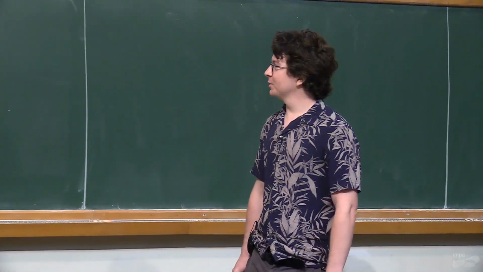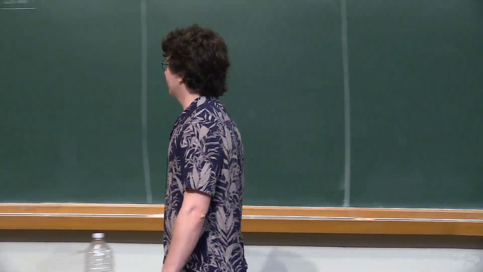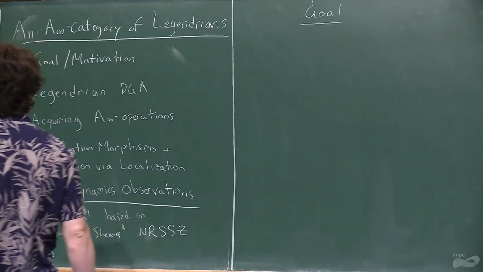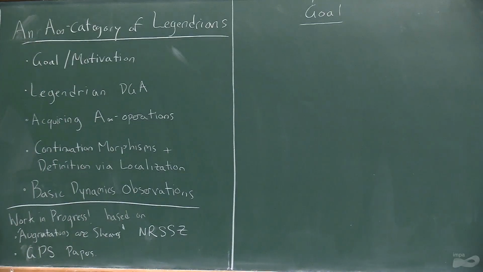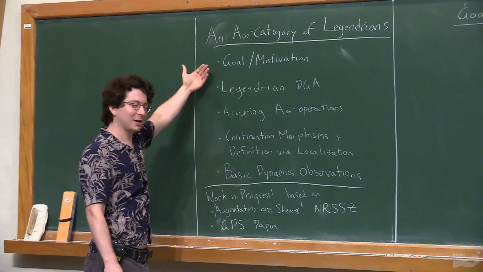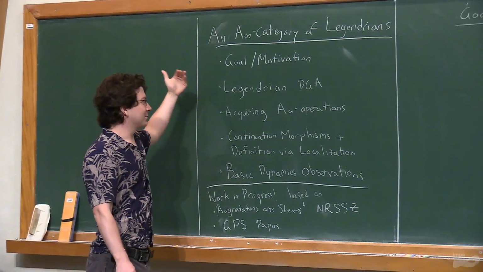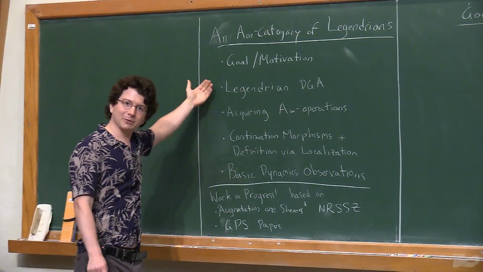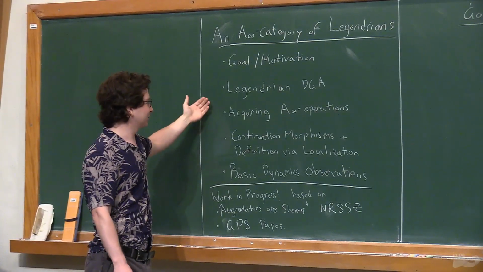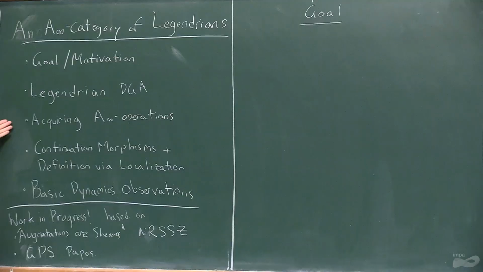All right, so today I'm going to talk about what the title says, an infinity category of Legendrians. I really like agendas. I think they're kind of puerile, but also they're pretty helpful for knowing what's happening. So first I'm going to talk about the goal of the talk, motivation for why this is an interesting thing to do. Then I'm going to give a review of the Legendrian DGA, which will be helpful for people who don't remember it or haven't seen it before.